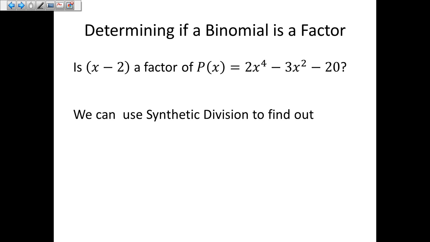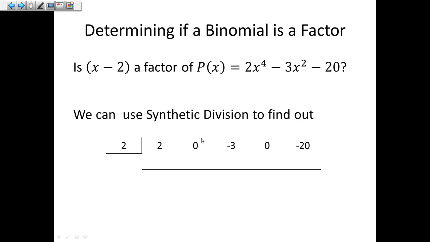Now here I'm going to do it a little bit different way. I'm actually going to use synthetic division to find out. And this is going to tell me whether it's a factor or not by looking for 0 for a remainder in the synthetic division. So I set up with my corner block. Remember, we always put the number opposite the number with the x. So since it's x minus 2, I put a positive 2 in the corner block. I have my coefficients lined up.